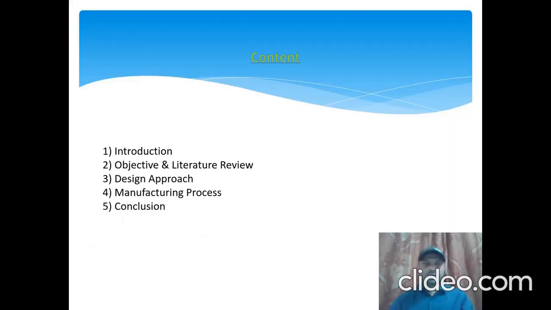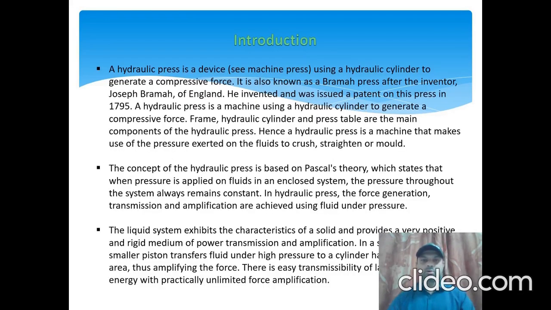In the project, we have introduction, objective and literature review, design approach, manufacturing process, and the conclusion. Introduction. A hydraulic press is a device using a hydraulic cylinder to generate a compressive force. It is also known as Brahma press after the inventor Joseph Brahma of England. He invented and was issued a patent on this press in 1975.